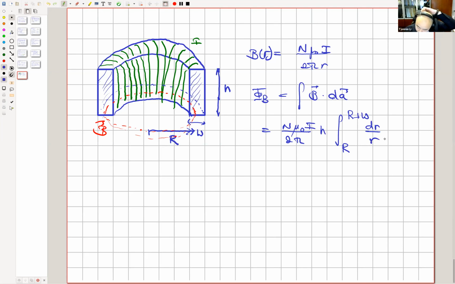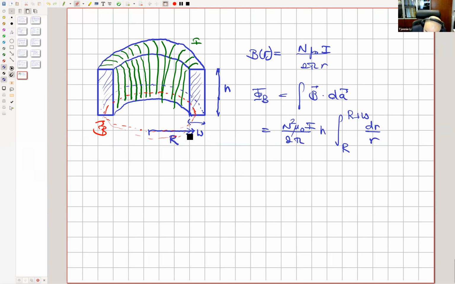Right? Now, of course, we also have N windings. So we need to basically integrate over the surface, right? There's N loops around here. So the total flux through this ring is N times this result, so I'll just write here N squared. That's why there's an N squared there. Okay, so we're left with an integral of 1 over r, basically, from big R to R plus W.